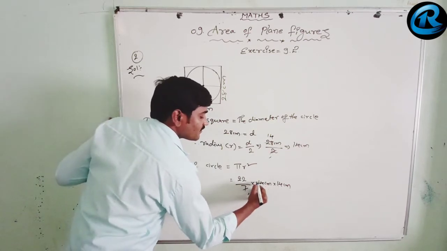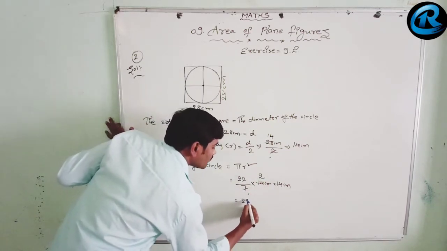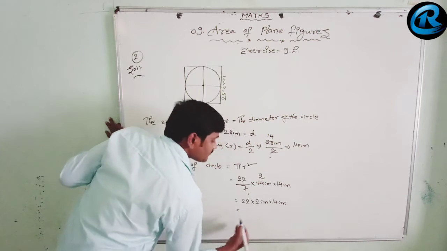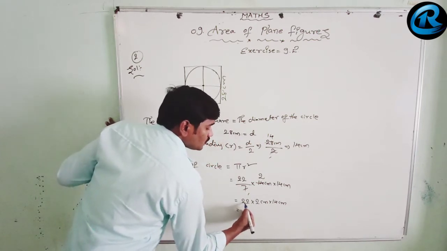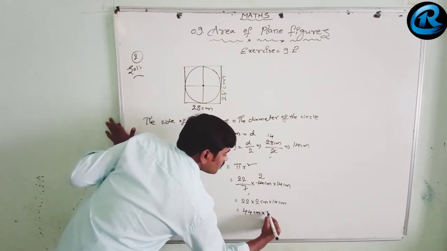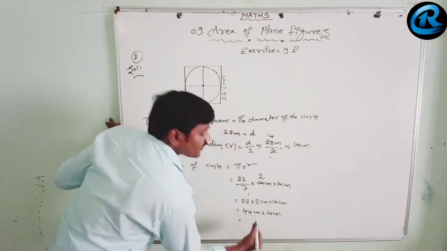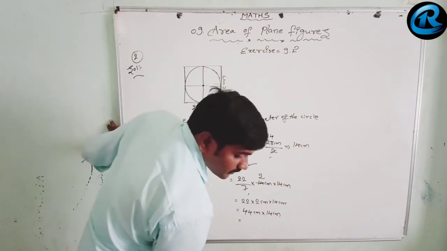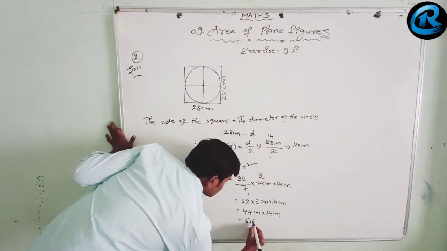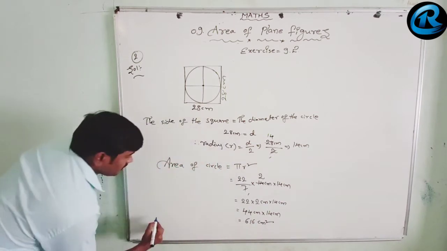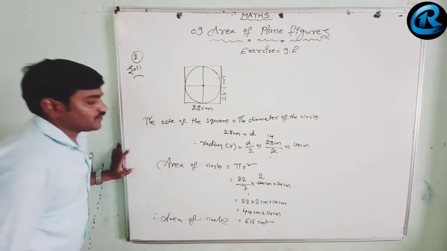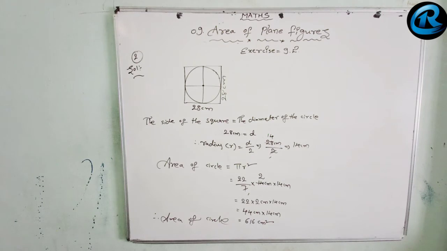7 2s are 14, so the leftover things are 22 into 2 centimeters into 14 centimeters. Now 2 into 22 is 44 centimeters into 14 centimeters. 44 into 14 centimeter equals 616 centimeters square. Therefore the area of circle equals 616 centimeters square.